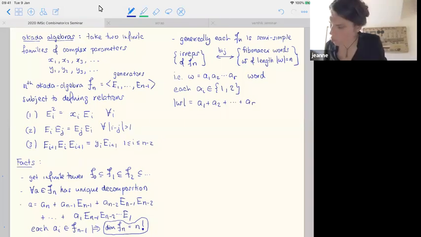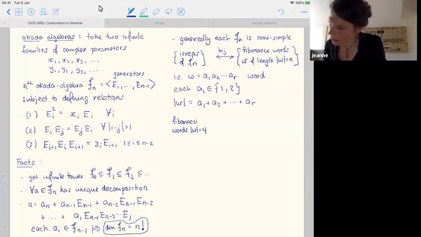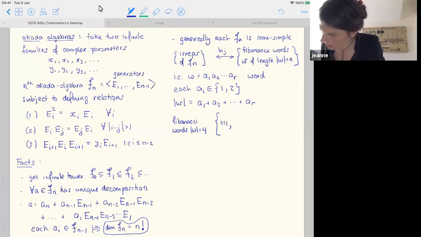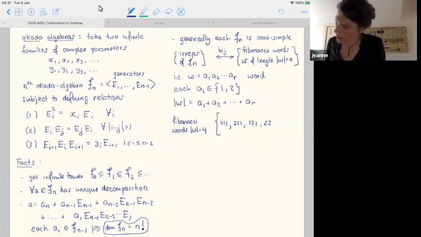So for instance, if I want the Fibonacci words W of length four, well, I could have one, one, one, one. I could have two, one, one. I could have one, two, one. I could have two, two, and I could have one, one, two, and that's it.